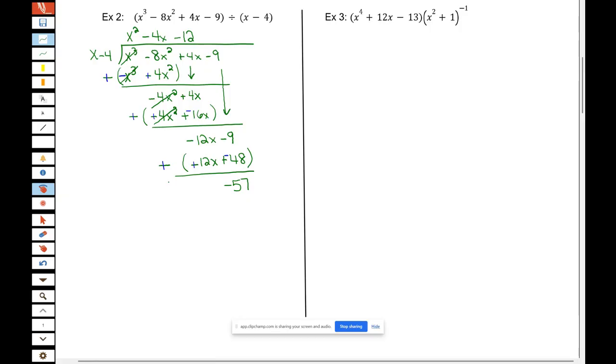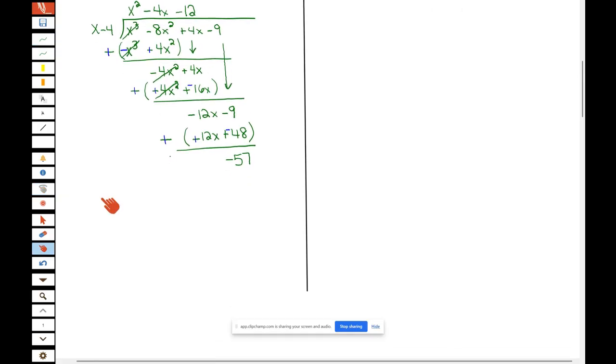So I can write my answer two ways. I can write it as x squared minus 4x minus 12, remainder negative 57. Remainder equals negative 57, however you want to write that. But the way we tend to write it is x squared minus 4x minus 12 minus 57 over x minus 4, the same way you would write a remainder when you were doing arithmetic division.